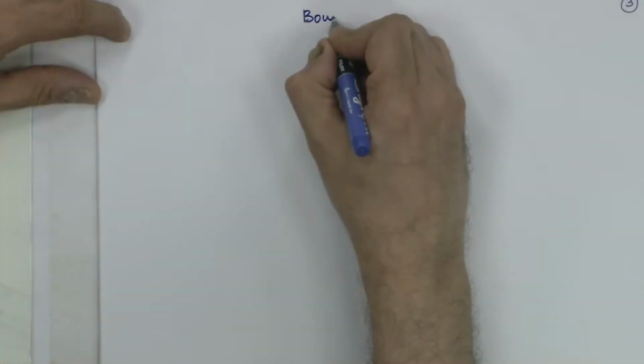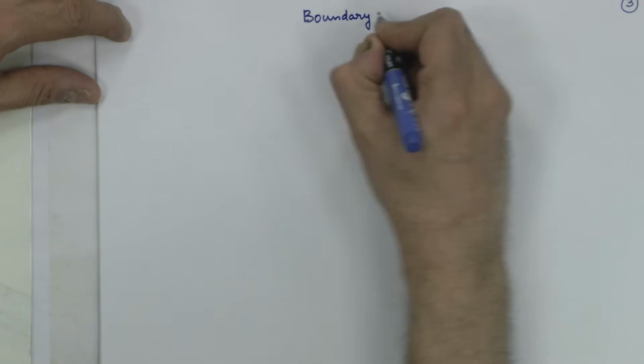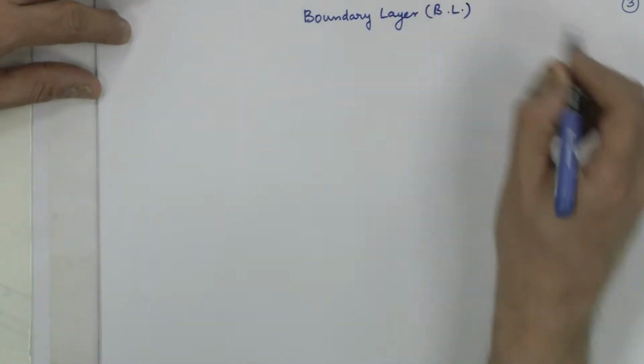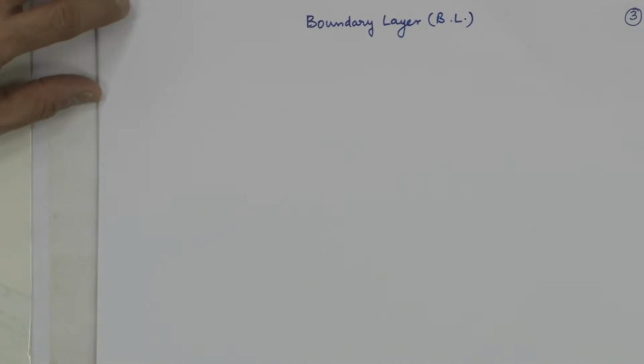Now, what is this boundary layer? So, let us just introduce this concept of boundary layer. Short form, we typically give it the acronym BL instead of writing it all the time. What is this boundary layer?